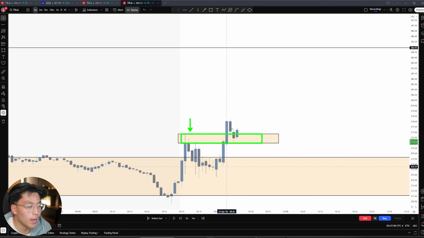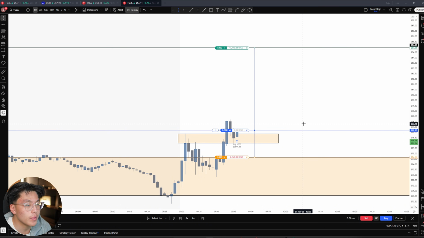You can see some buyers stepping in off this key level. Not the strongest, but let's say right here, we get into Tesla. So we get into Tesla, our stop is just going to be a break underneath this key pivot point, and our target is going to be all the way up and towards your previous day highs.